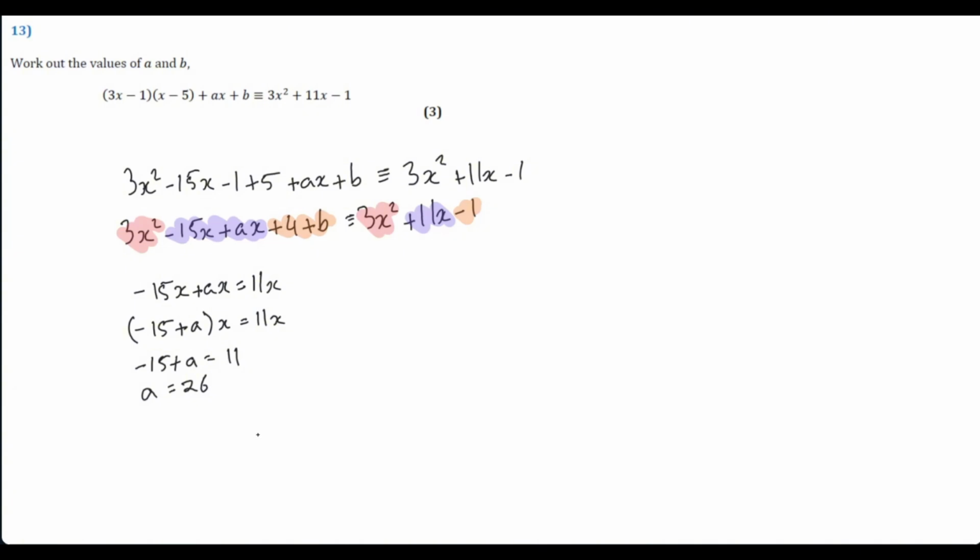Okay, that's the a term sorted. In terms of the 4 plus b, as this is equal to minus 1, b is clearly minus 5. And that will be the final answer to that one.